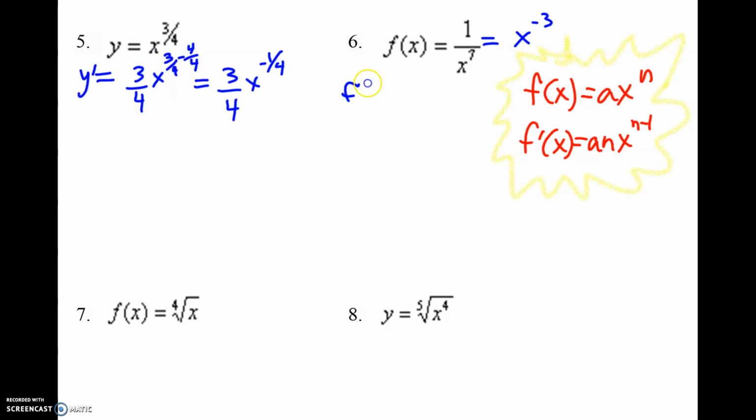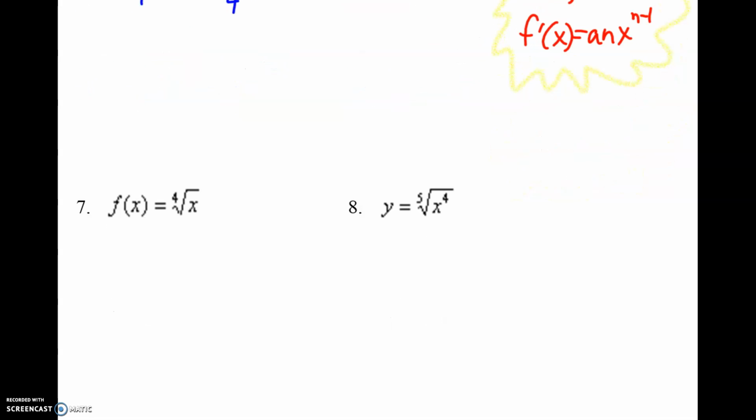So now that we have that, we can easily write the derivative of f of x will be, bring the 3 down, negative 3 times x to 1 less than this exponent, negative 3 minus 1, to the power of negative 4. Okay, moving on to number 7.